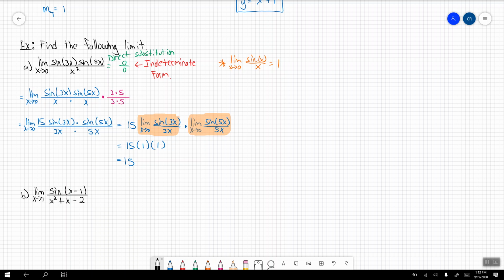Now you might be saying, well, we can't do a direct substitution, or you might say, let's try a direct substitution. However, a direct substitution leaves us with indeterminate form.